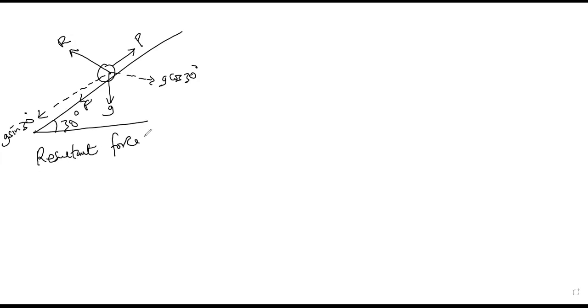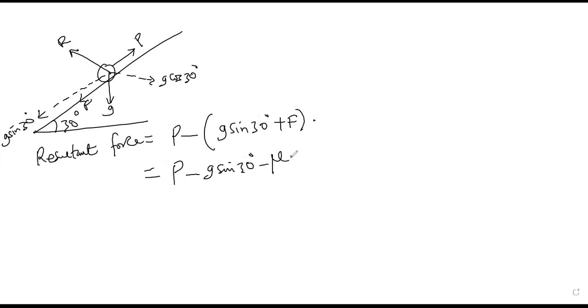So the resultant force is going to be P. The force moving the body up must be greater than this, so G sine 30 plus F. So this is the same as P minus G sine 30 minus mu R. But when you resolve perpendicularly, R is equal to G cos 30. The resultant force is the same as mass times acceleration.